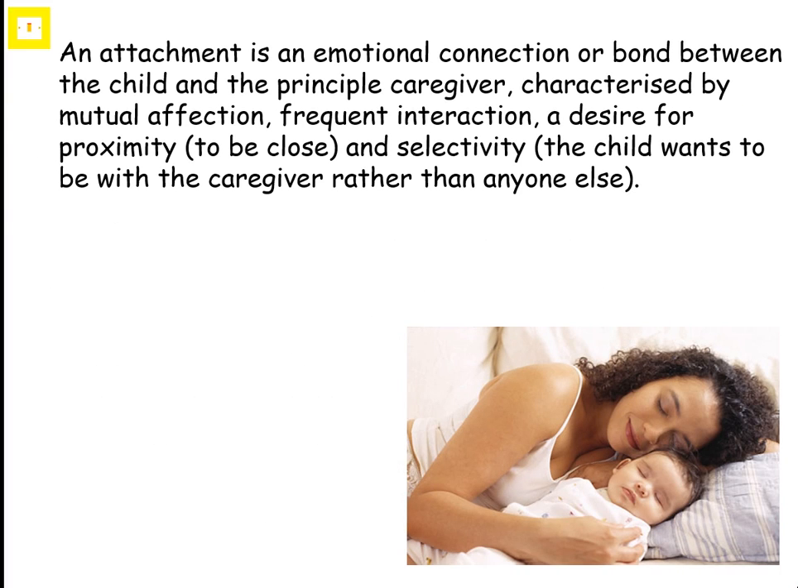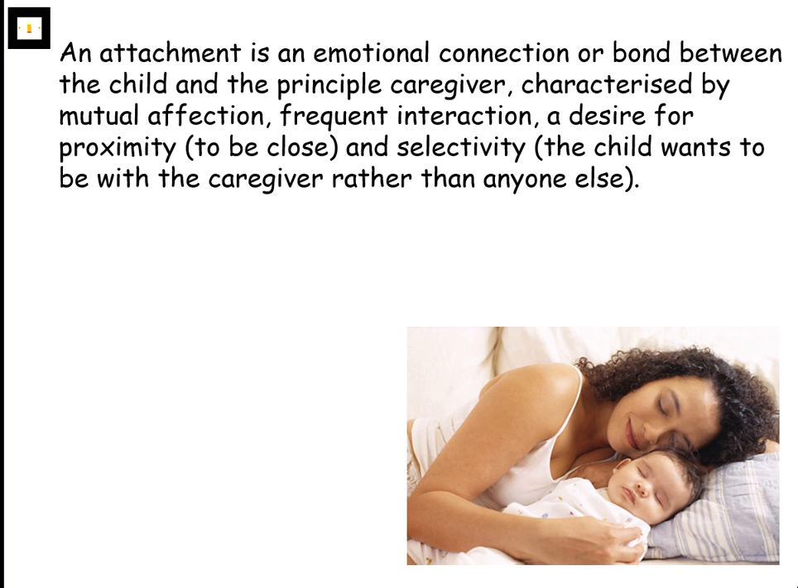So starting off with what is an attachment, you can look in any dictionary just to find out what the definition is, and usually you'll find the words emotional and bond, but it's some kind of emotional connection or bond between a child and the principal caregiver. Now, in the past, psychologists would have said the mother, but obviously that could be the person who provides the main care. And that is quite interesting because some people don't have a principal caregiver. They might have several, if, for example, they're brought up in a kibbutz or an orphanage or so on. But this is characterised by mutual affection, which is a bit of reciprocity, frequent interaction, a desire for proximity.